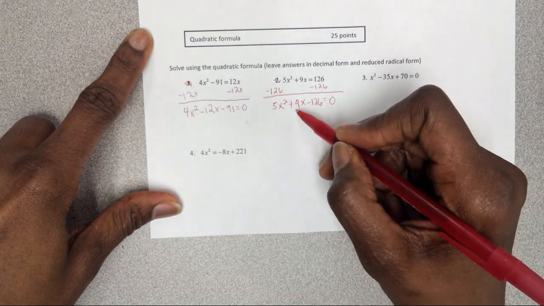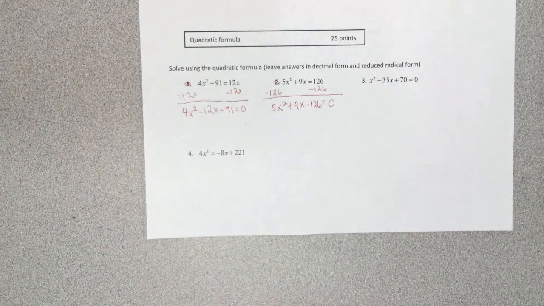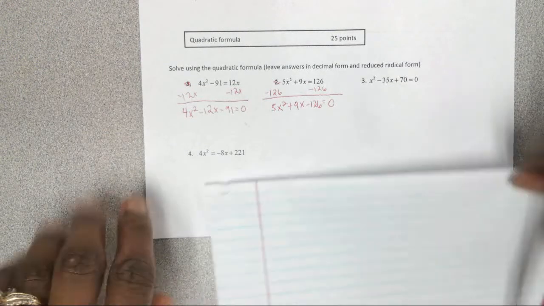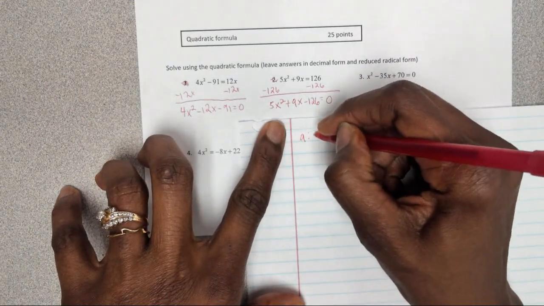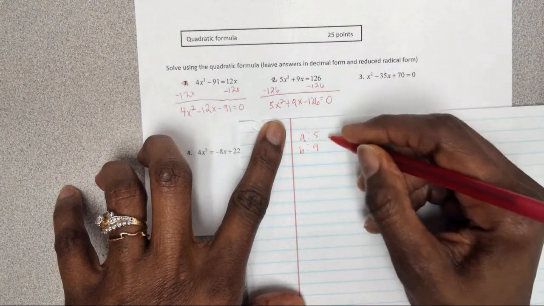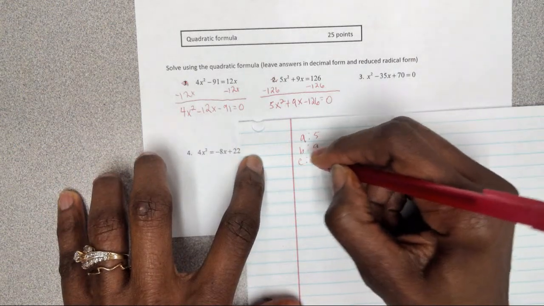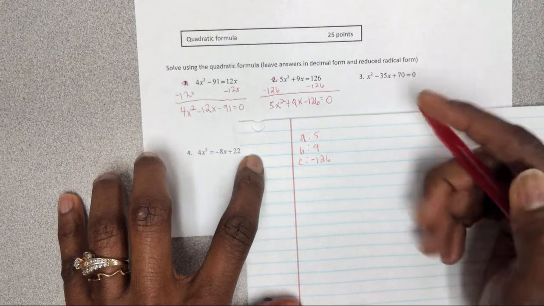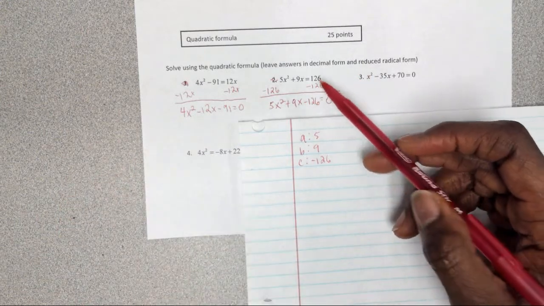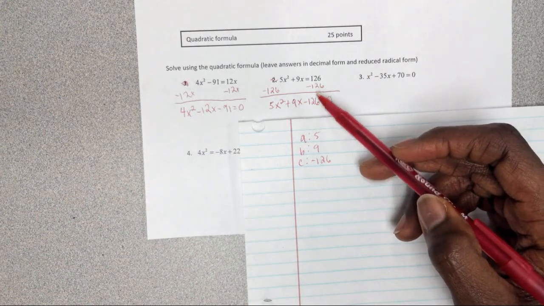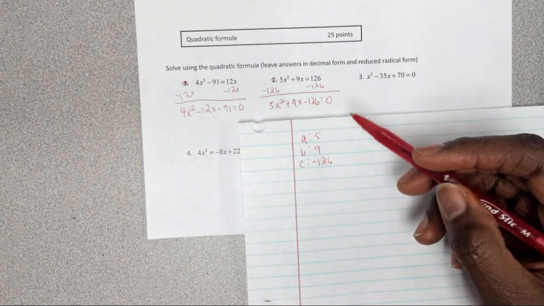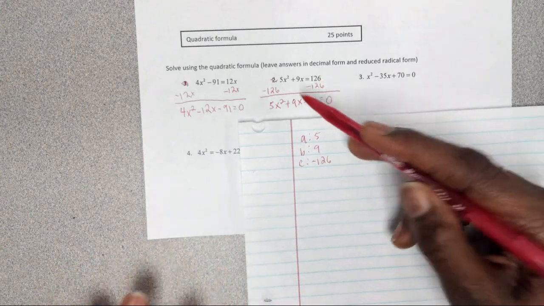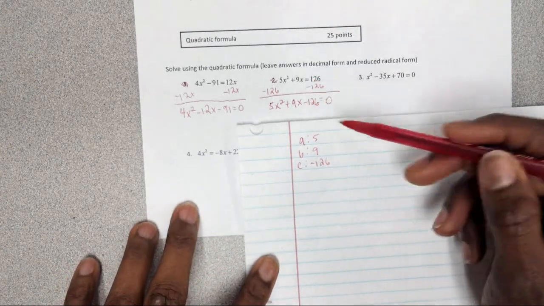Okay? Now I have my A, my B, and my C. So I'm going to get my paper and write that down. My A is 5, my B is 9, and my C is negative 126. Remember, it changed. If you try to put this into your quadratic formula without moving that 126 over, you're not going to get the right answer. I've seen some students do that. They just assume this is a C, but it has to be moved over.